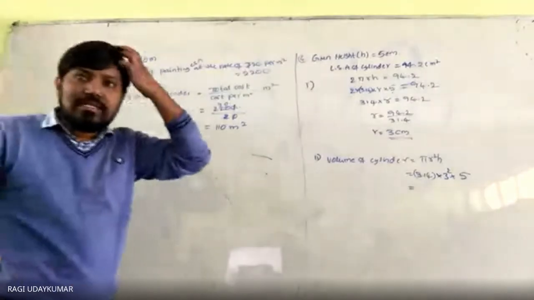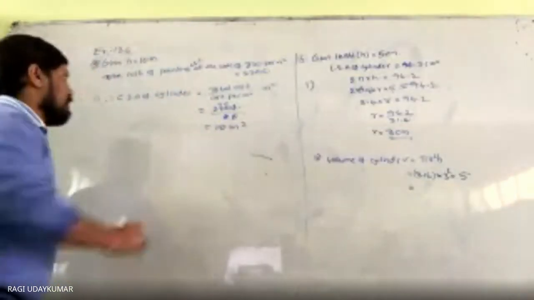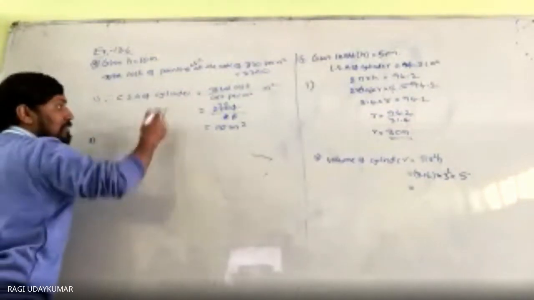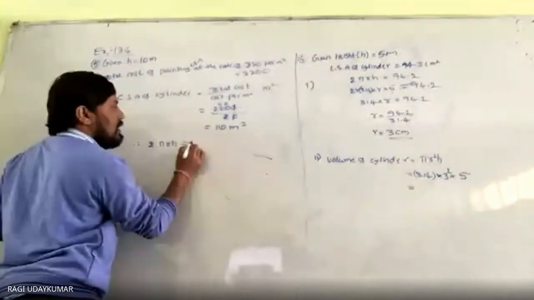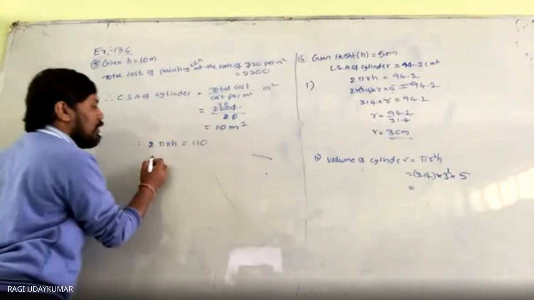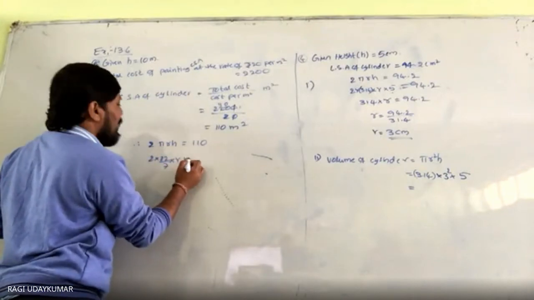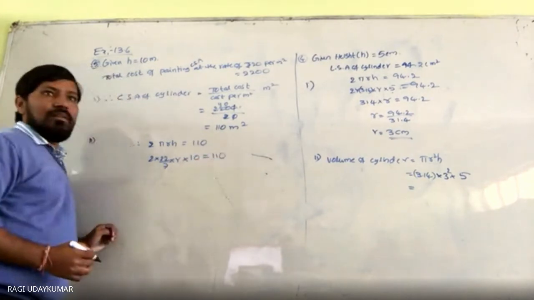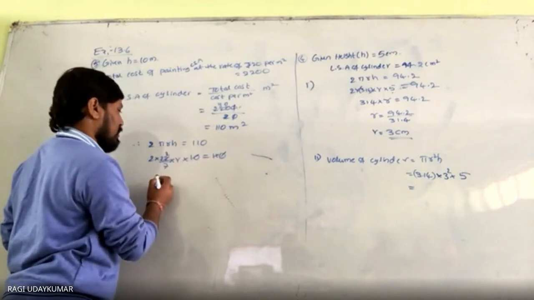What is the second question asking? Find the radius of the base. So here you need to find the radius of the base. Given that we have found the curved surface area, therefore 2 pi r h is equal to 110, and the height is given to you. So 2 into 22 by 7 into radius into height 10 is equal to 110. So the 0 will get cancelled, and 11 with 11.